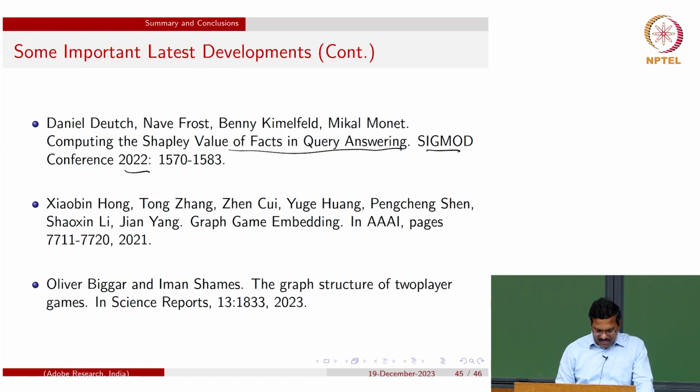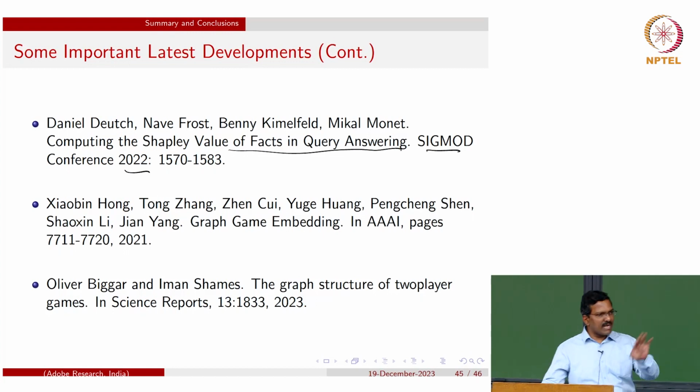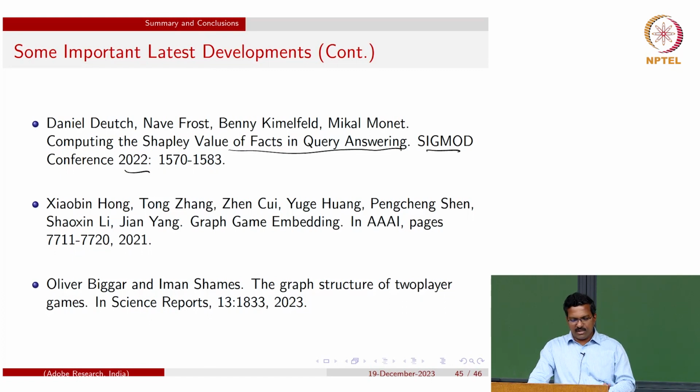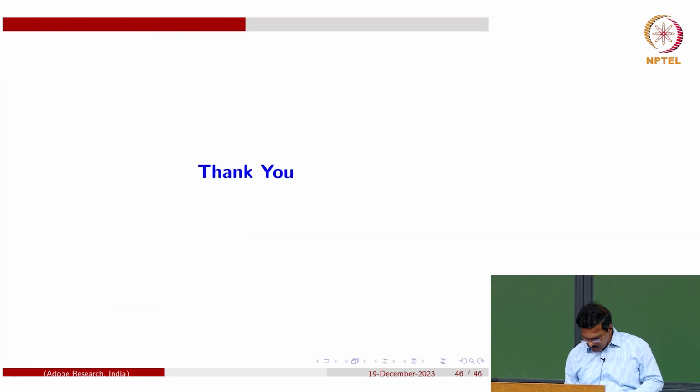So I thought of highlighting some of these things which cover both the graph part and game theory concepts, or only the graph part or only game theory concepts. By no means is this an exhaustive list. These are just a sample of 4 or 5 papers which I felt are the most interesting and important. I am just highlighting them.